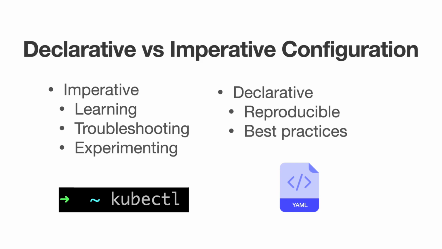Now, imperative commands and declarative configuration are not only for pods, it's pretty much for everything. So throughout this course, you will learn a bunch of commands and you'll see the use of both. Next, let's go ahead and create a pod using an imperative command and then using a declarative config.